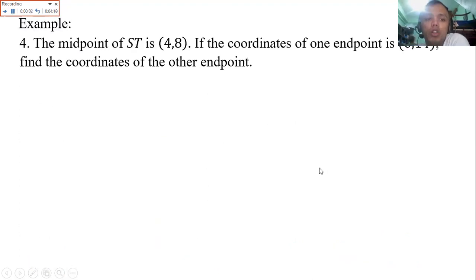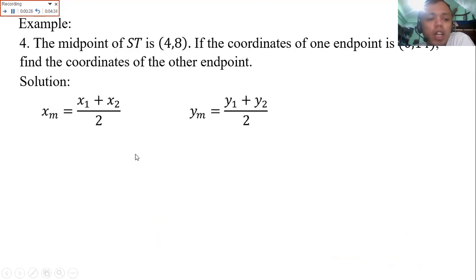Another one, the midpoint of ST or line ST is 4 and 8. Now, given the midpoint dito, if the coordinates of one end point is 0 and 14, find the coordinates of the other end point, no? So, kung given na midpoint, tapos yung isang point ang given, hahanapin natin yung another end point ng line. So, how can we find it? Using this formula again, no?